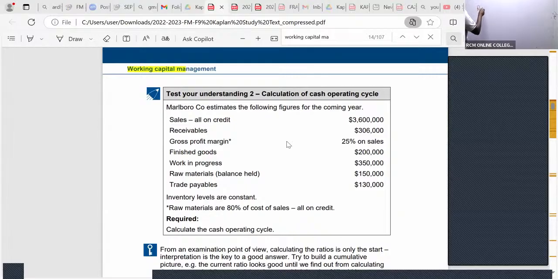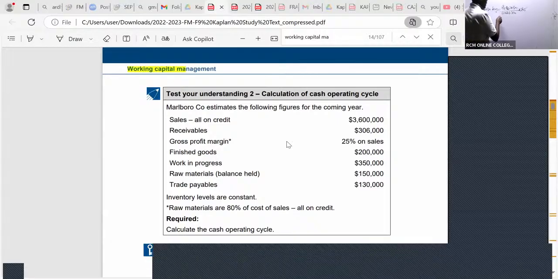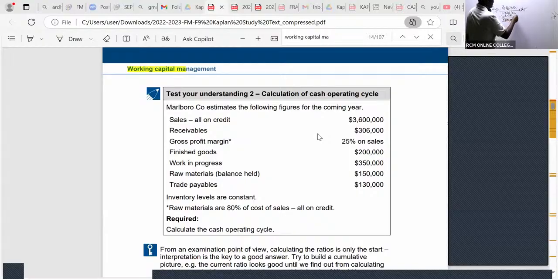So under receivable days, I know that I will take receivables divided by credit sales, times 365. The receivables, I can see there are 306,000, divided by the credit sales, which I can see here are 3.6 million, times 365.